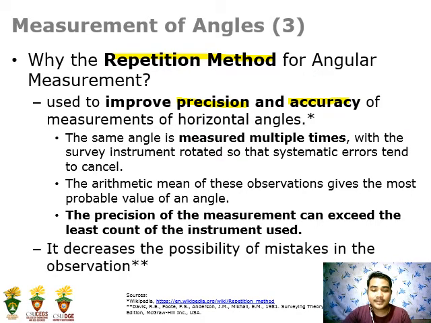It decreases the possibility of mistakes in the observation. Since you repeatedly take the measurement, there is a low possibility of mistakes in the observation. If you keep repeating the measurement, the mistake will not go away.